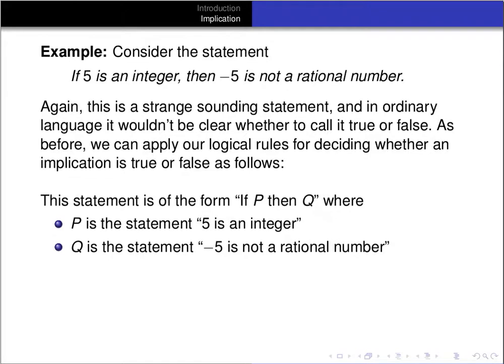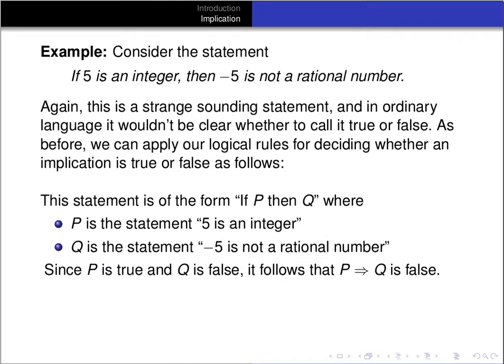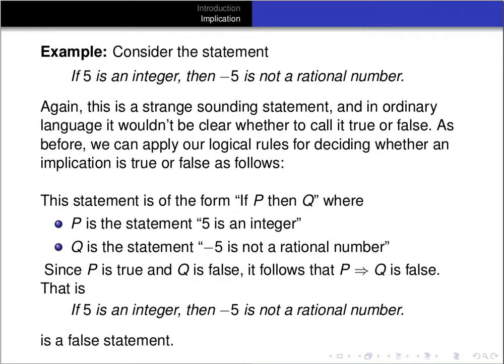But again, we can apply our logical rules for deciding whether an implication is true or false. We can look at this as a statement of the form if p then q. So p is the statement 5 is an integer, and q is the statement negative 5 is not a rational number. Here p is true, but q is false. And so according to our truth table, p implies q is false. So we'd call this statement, if 5 is an integer, then negative 5 is not a rational number, a false statement.